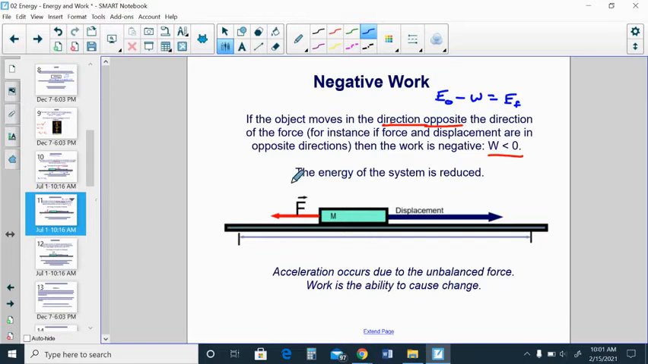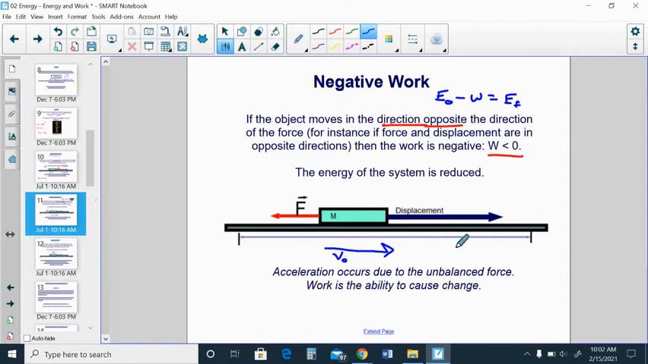So the example here, we have our force moving to the left this time. The displacement is moving to the right. Now they're parallel, but the force is opposite the direction of the displacement. So when that is the case, you're going to be decreasing the final energy of the system. And the only way to do that is by there being negative work as a result. So let's say we have this initial velocity going in.